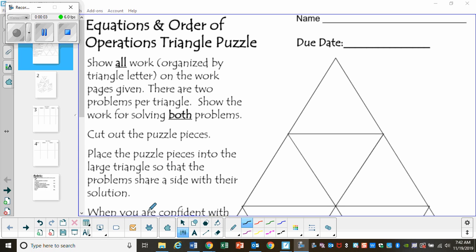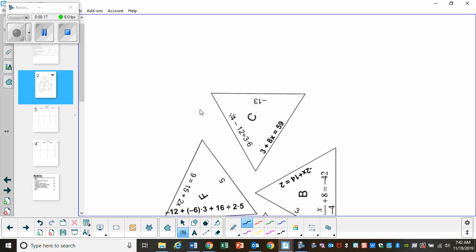Okay, so I'm going to go ahead and explain the triangle project. So the first step for the project is you're going to show all work organized by triangle letter on the work pages given. There are 2 problems per triangle. Show the work for solving both problems. So let's go ahead and look at the triangle pieces.